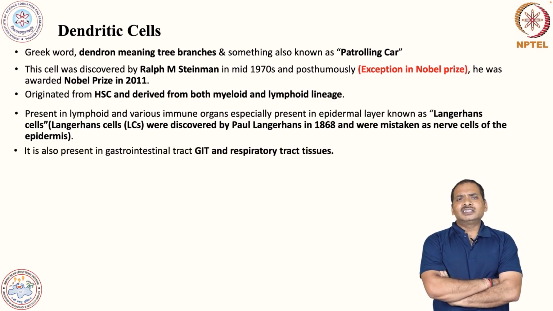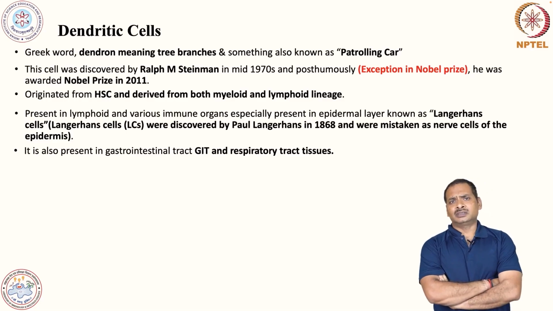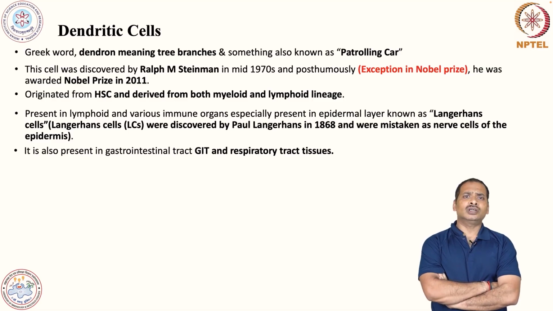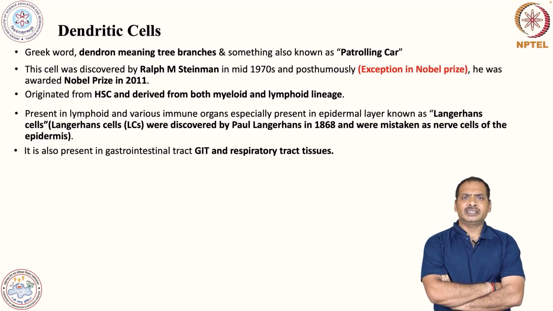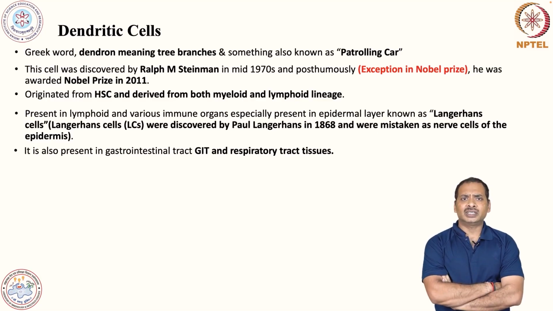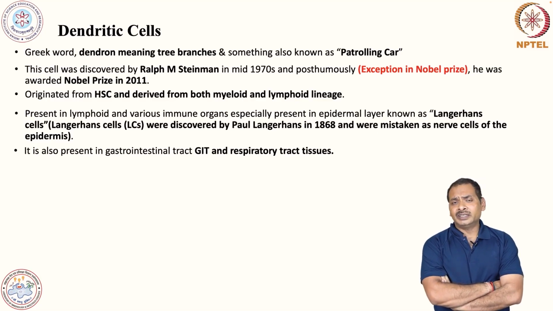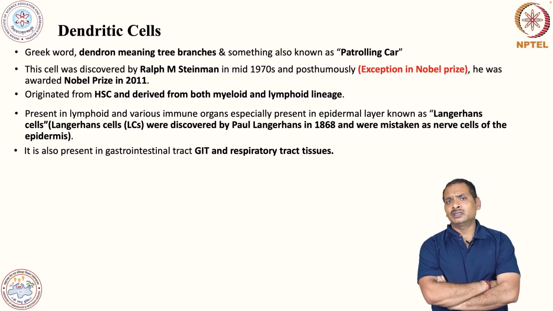So, these dendritic cells are present throughout our system, especially the linings of the body. There is the inner lining, all mucosal surfaces, as well as the outer lining, the skin surfaces. As I have explained, the Langerhans cell is a dendritic cell, and dendritic cells are also present in mucosal surfaces such as the gastrointestinal tract and respiratory tract, and they again play a very important role in defense.